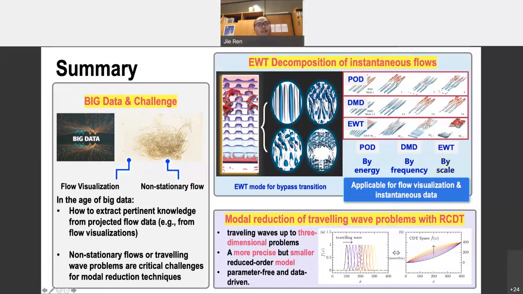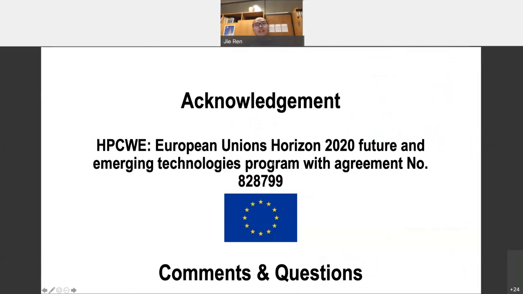Motivated by these two problems, we developed two methods. One is EWT decomposition of instantaneous flows. Using this method, we are able to decompose an instantaneous flow into EWT modes, which is not possible with POD or DMD methods. EWT decomposes the flow by its scales, as compared to these two methods. And the second is we propose the model reduction of traveling wave problems with the RCDT method. This method can work for traveling waves up to 3-dimensional problems, and it is more precise, and you have a smaller reduced order model. And thank you very much.